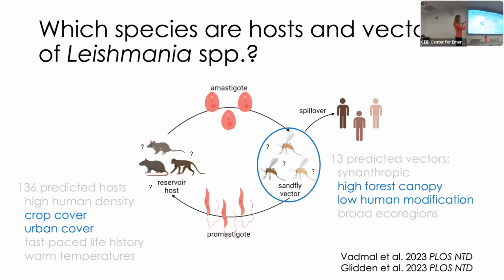And together, when you get the intersection of those types of habitats, you're thinking about sort of a fragmented edge habitat where you have crop cover, urban cover, but also intact forest nearby. And that's where we would expect the nexus of leishmaniasis transmission to be occurring.